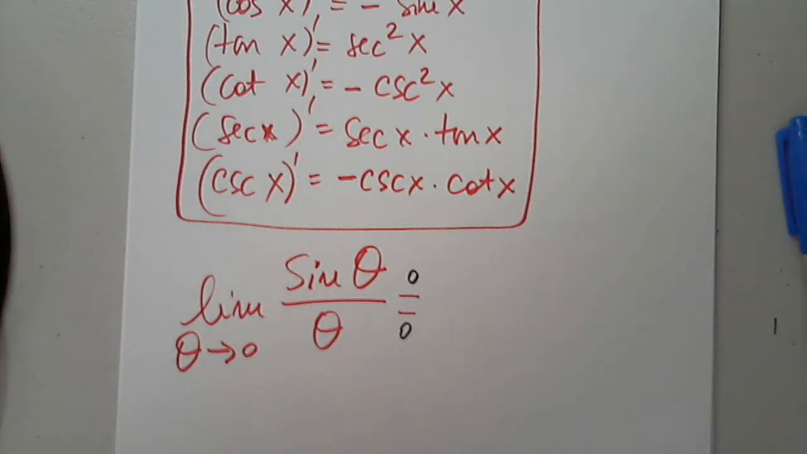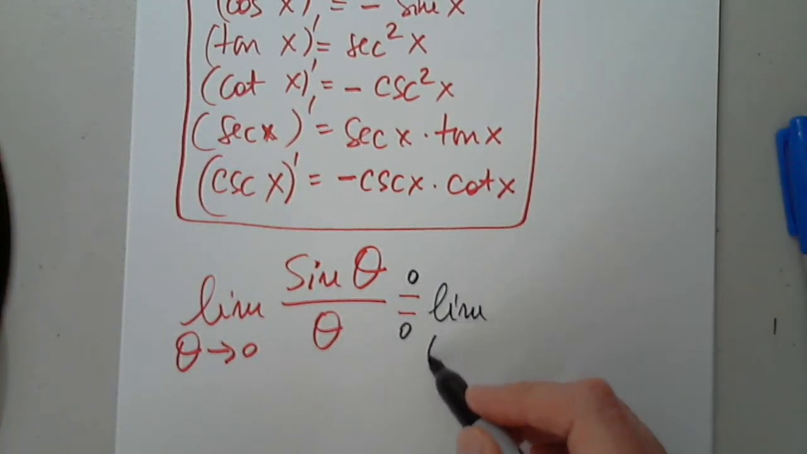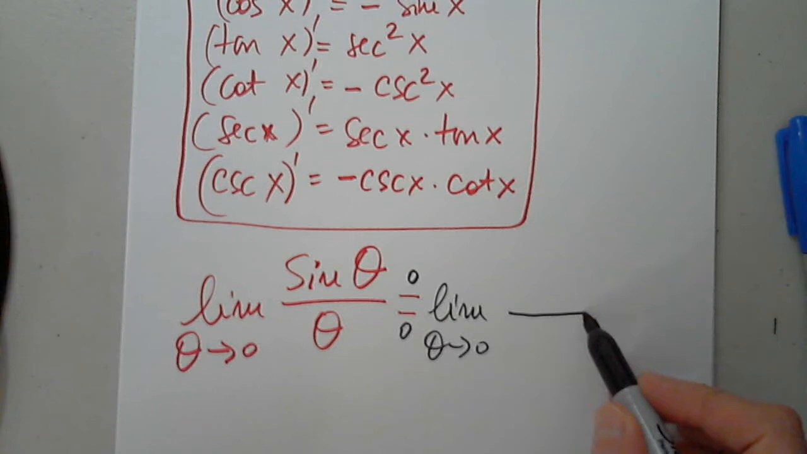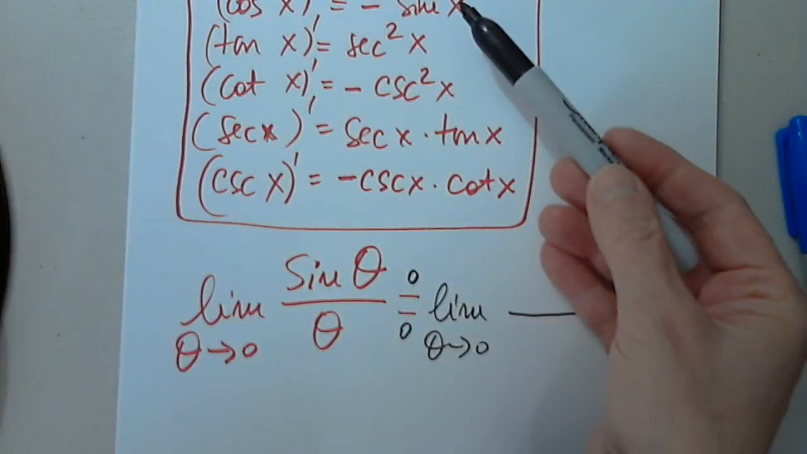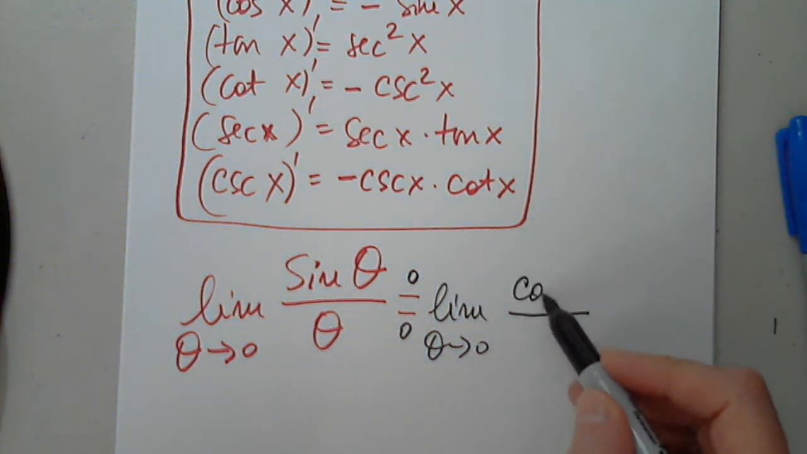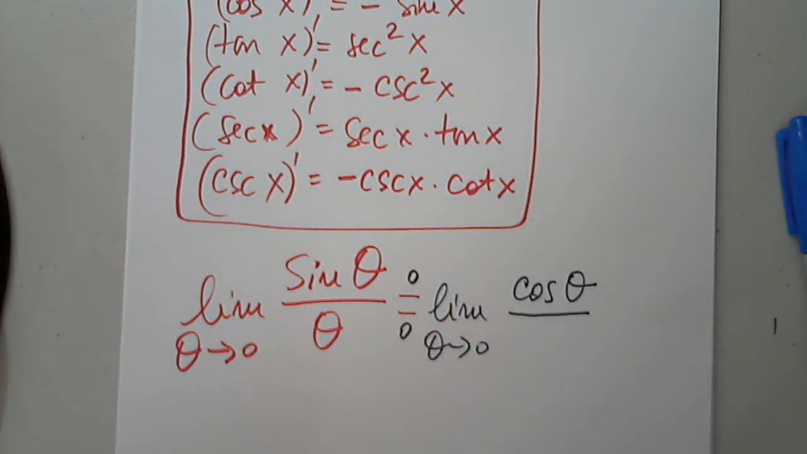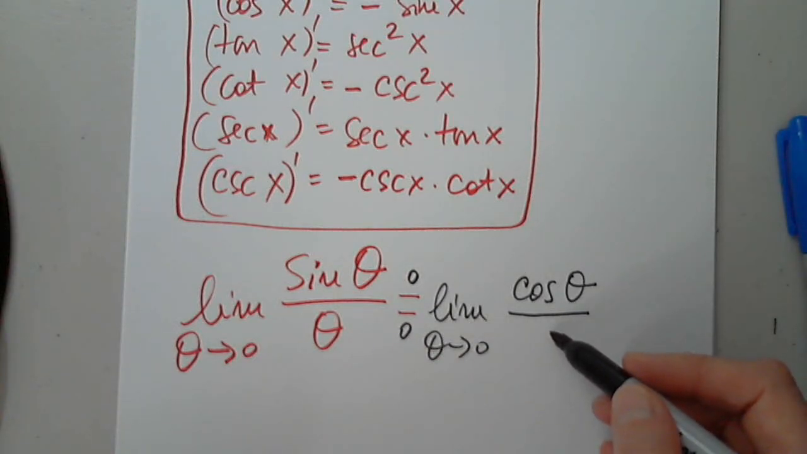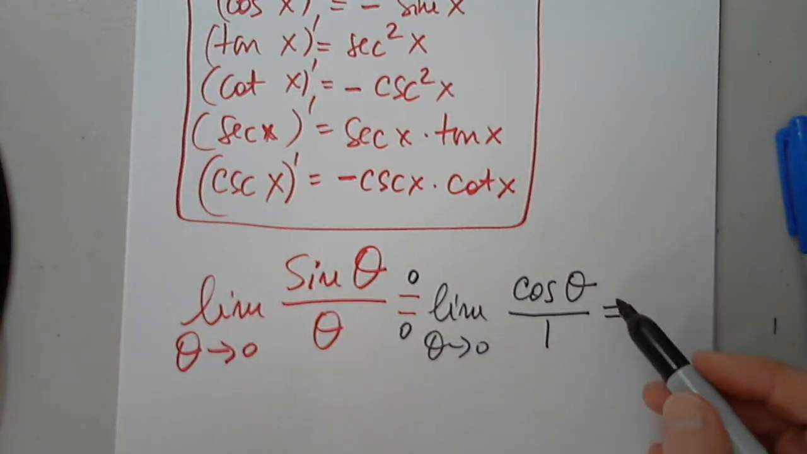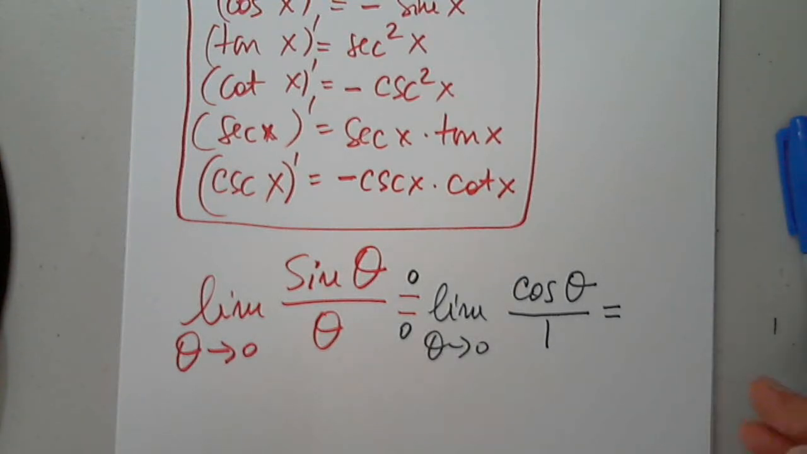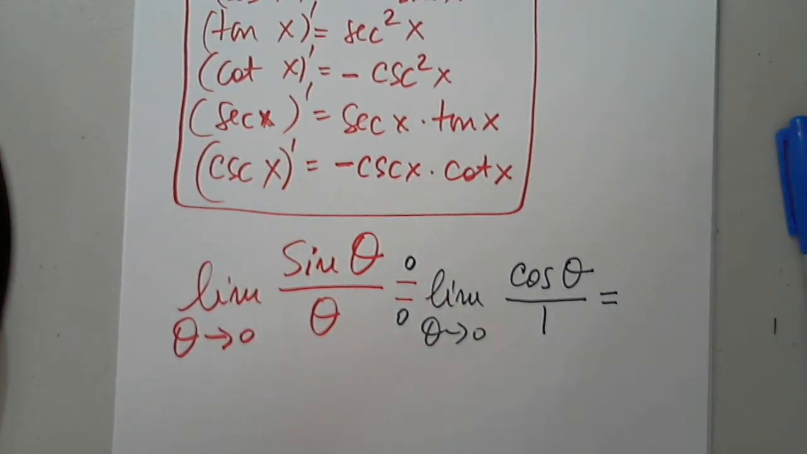L'Hopital's. Very good. So then we have the limit as theta approaches 0. Can anyone give us the derivative of sine? Cosine theta, very good. And the derivative of theta? 1. Very good. So please plug it in and tell me the answer. If it's still 0 over 0, we can continue differentiating again.